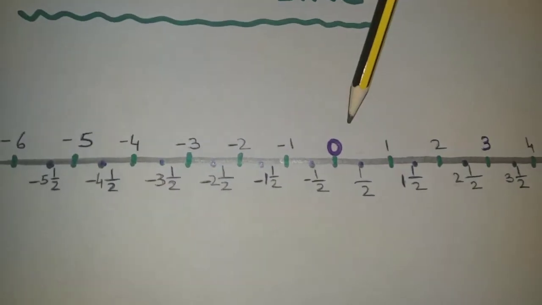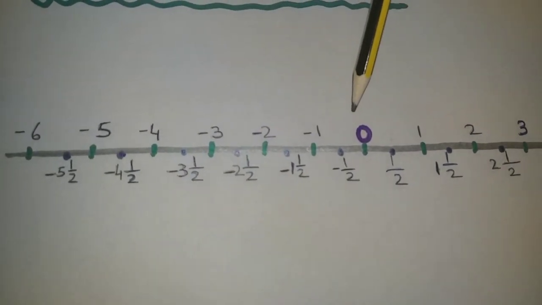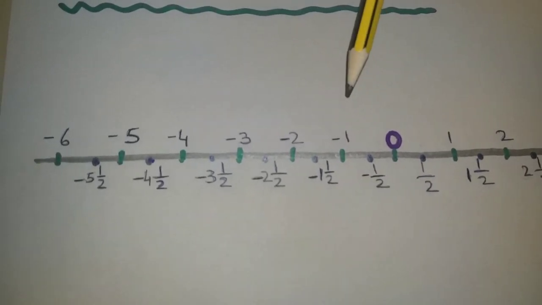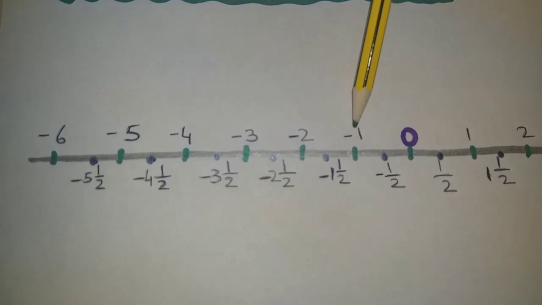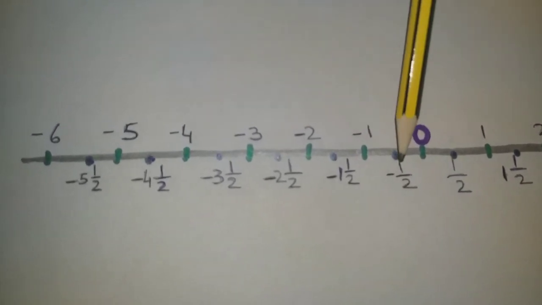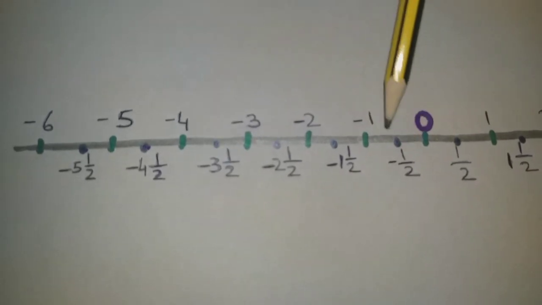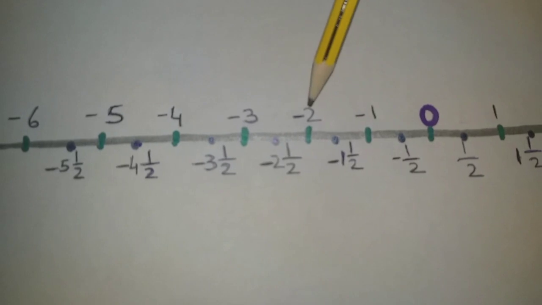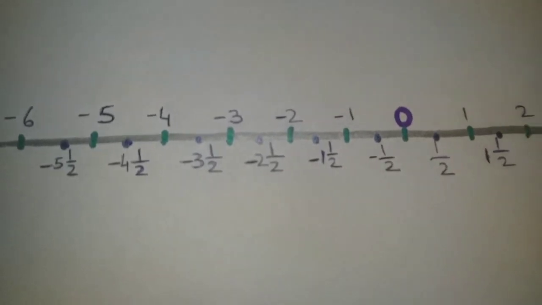And on the number line, when we move to the left from 0, we get negative numbers. They are less than 0, and we mark them with a negative sign, minus sign. So you can see the first one is minus 1 divided by 2, minus 1, minus 1 and a half, minus 2, and so on.